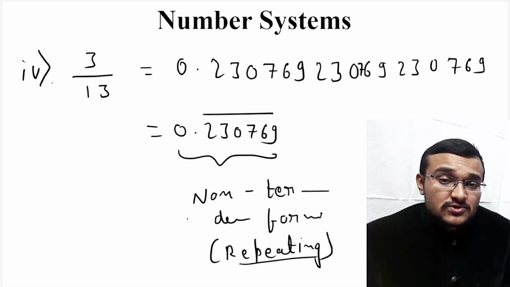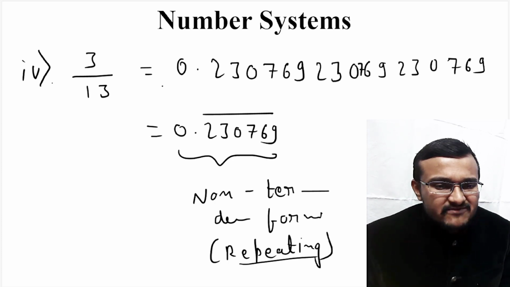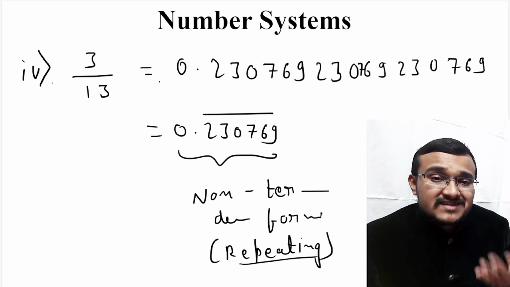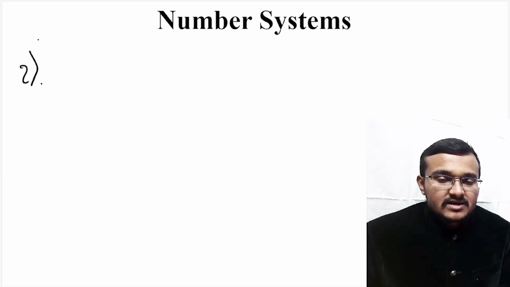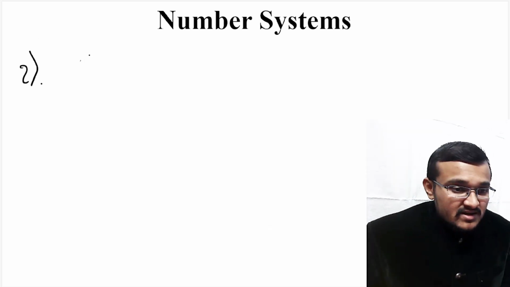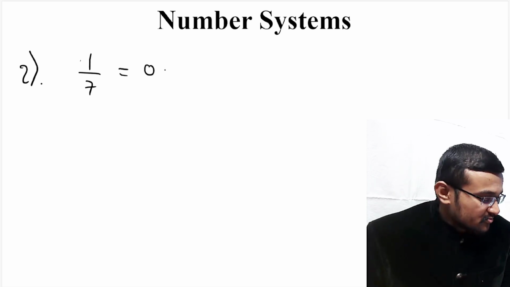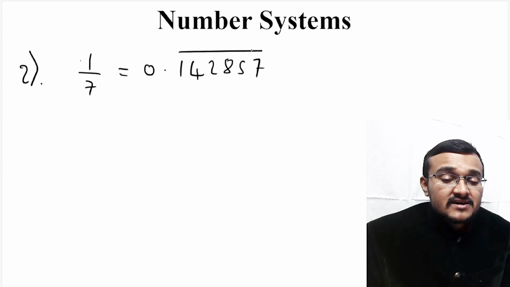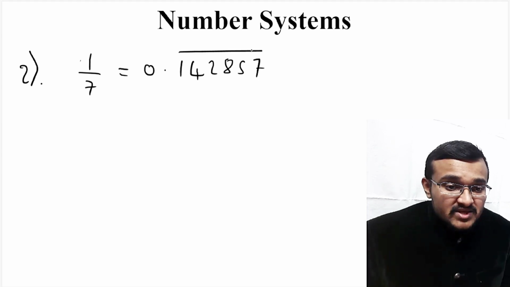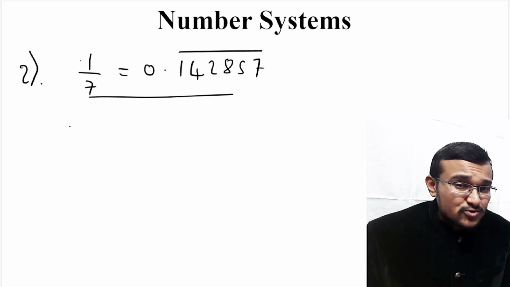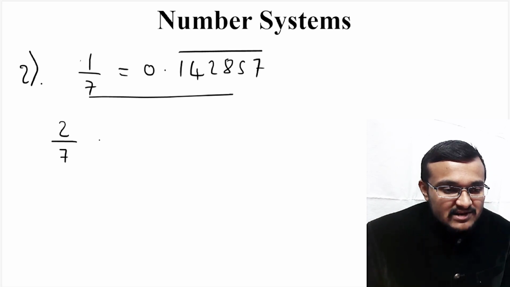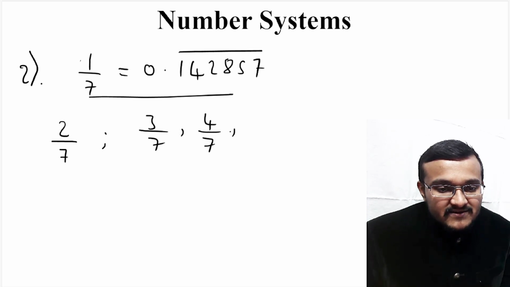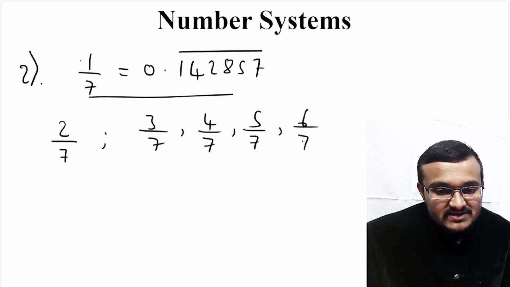Like this, the remaining questions also you can try out. You can just find out the value of those rational numbers which they have given and see whether it is terminating or non-terminating. Coming to the second question, here you have 1 by 7 is equal to 0.142857, and this particular number recurs again, like 142857, 142857. Now based on this, without doing any long division, you have to find the value for 2 by 7, 3 by 7, 4 by 7, 5 by 7 and 6 by 7.